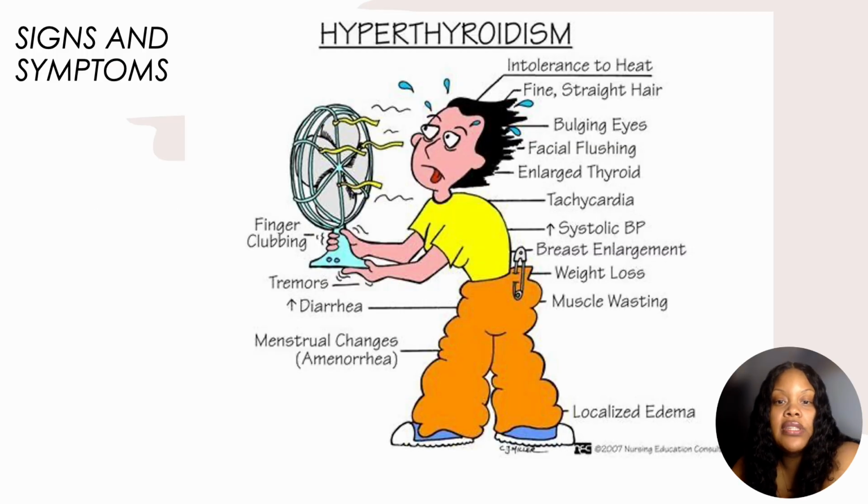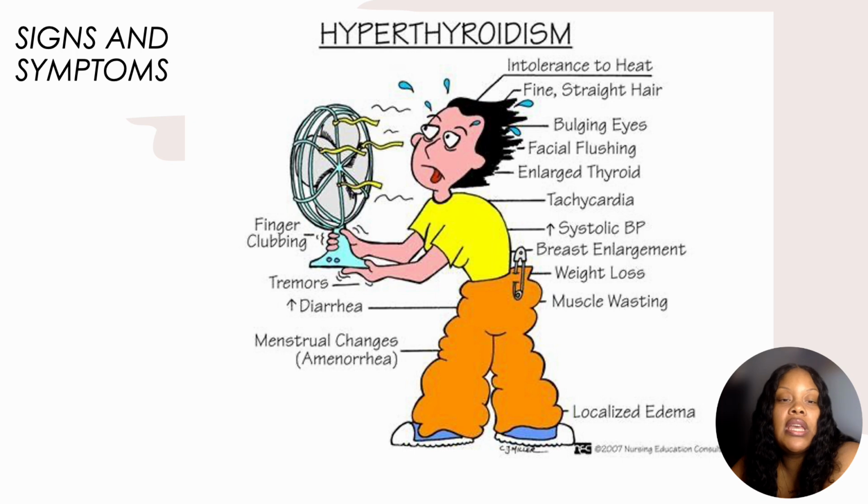So let's talk about a few signs and symptoms that you will see in a patient with hyperthyroidism. This patient will experience weight loss because excess thyroid hormones increase your metabolic rate, which causes the body to burn calories faster than normal. This patient will have heat intolerance due to that elevated metabolism, which produces excessive heat, making the body less tolerant to external warmth.